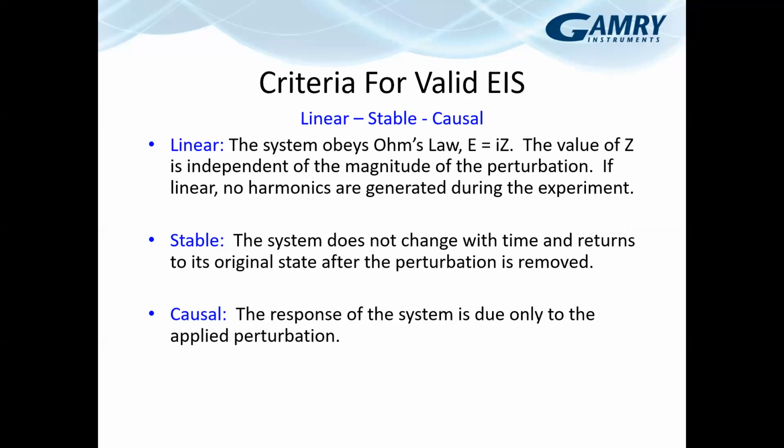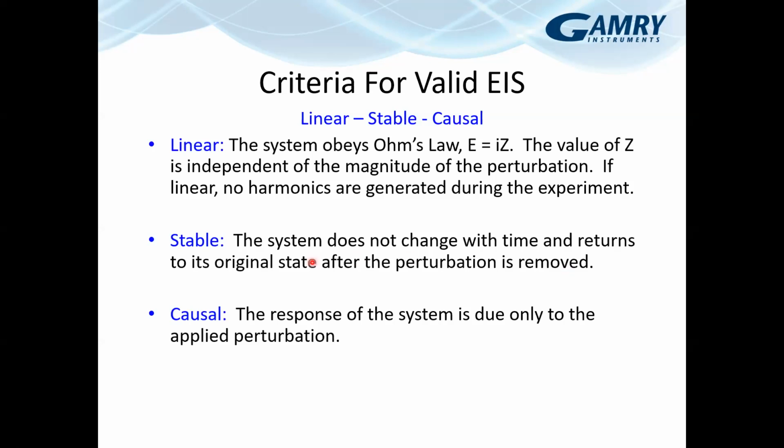When you're looking at an EIS spectrum, EIS impedance in general requires a handful of things. It requires that the system you're measuring be linear, stable, and causal. Linear means the system obeys Ohm's law, so the value of the impedance is independent of the magnitude of our perturbation. In a linear system, we don't see any harmonics. Basically, the signal that we apply and the response that we get back are both at the exact same frequency, with no additional frequencies on top of them.